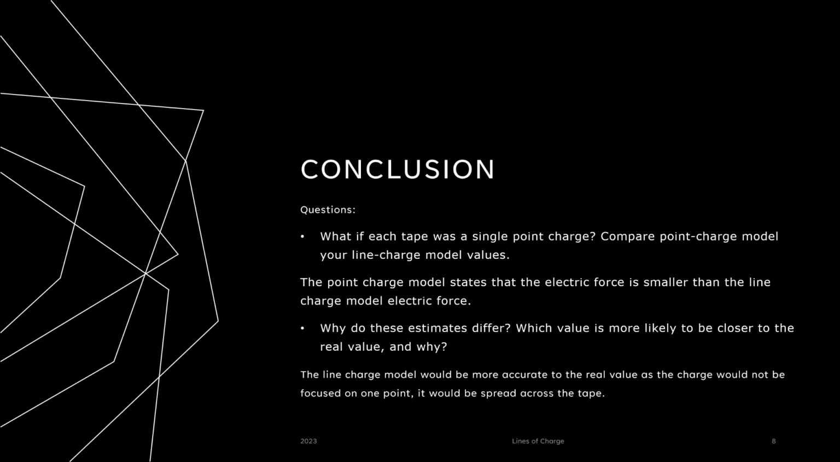Why do these estimates differ and which value is more likely to be closer to the real value and why? The line charge model will be more accurate to the real value of the charge, as in real life it's not focused on one single point, as it would be spread across the tape. Theoretically it would be like taking the integral from point A to point B.